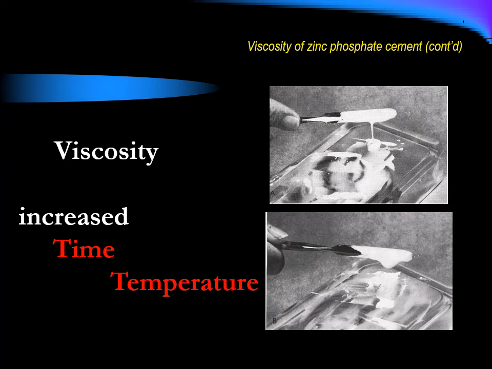The viscosity of zinc phosphate cement increases with time and temperature. So it must be used immediately after mixing, not left for a while on the glass slab.